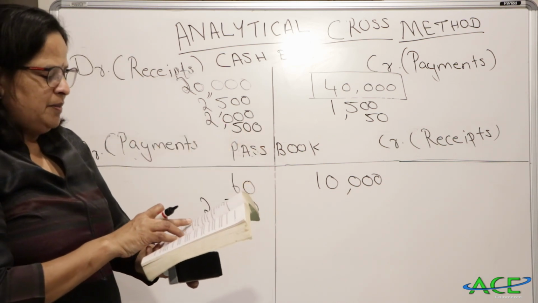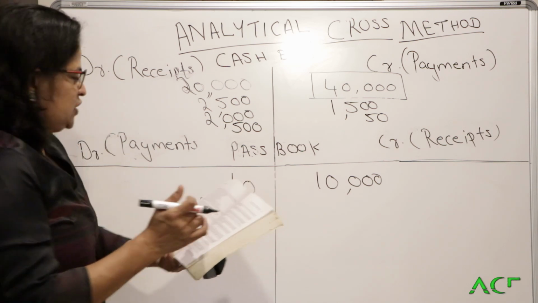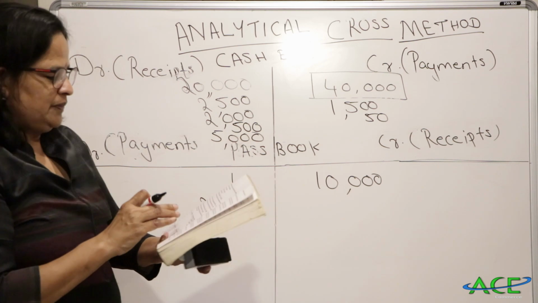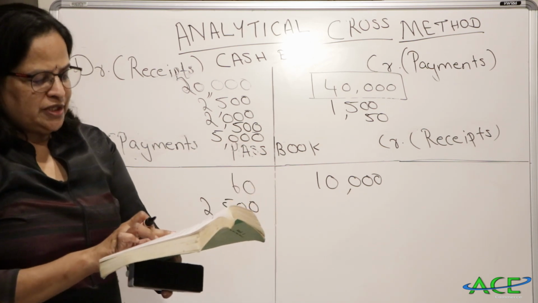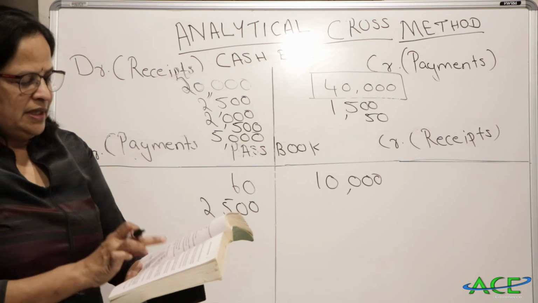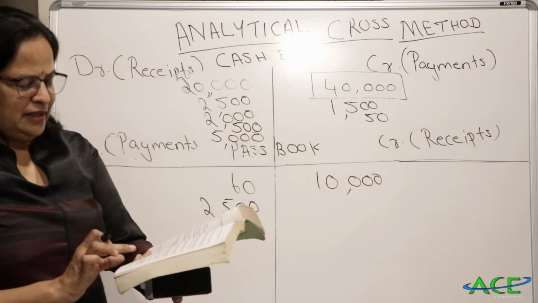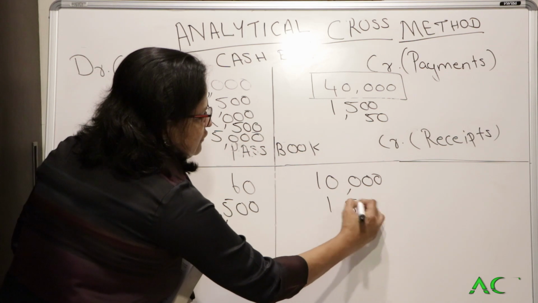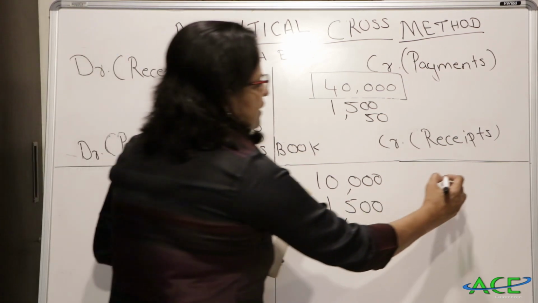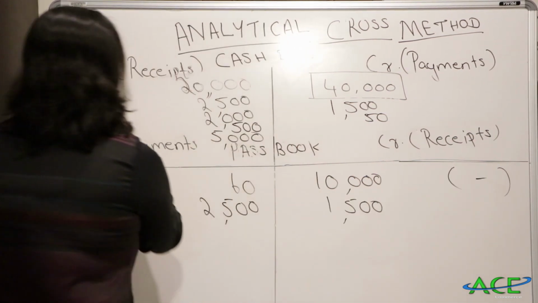Now, checks received but not sent to the bank, 5,000. So here it will come, 5,000. Now, checks deposited directly in the bank account but no entry was made in the cash book. This is 1,500, the only entry here. Now here you have to put the plus sign. This is minus and this is plus.